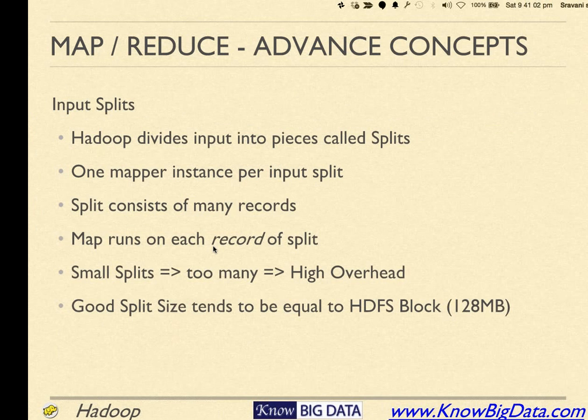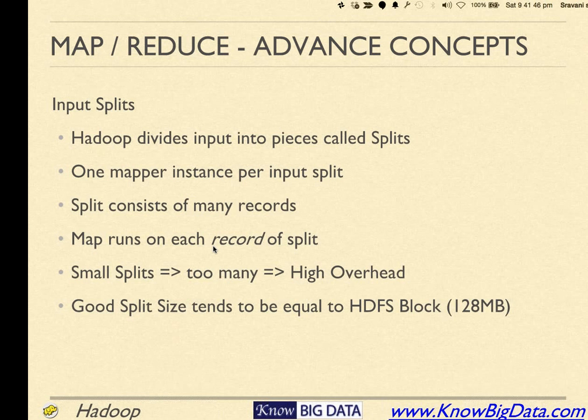So input splits. Hadoop divides the input block into pieces called splits. Okay. One mapper, the class of the mapper, is instantiated for each input split so that it doesn't have to keep being created again and again for each record. So for each input split, one mapper instance is created and the split contains records. Okay, what was the record in our case? In our case of word count, a record meant a single line, right?